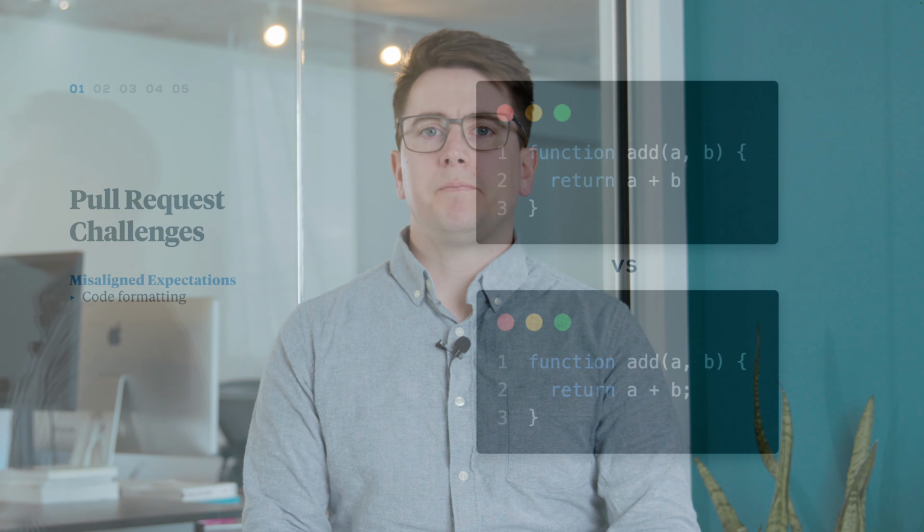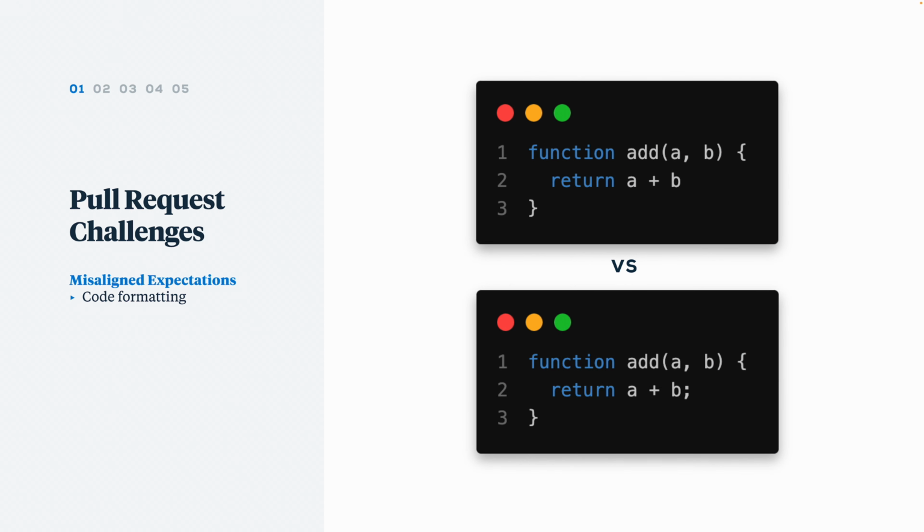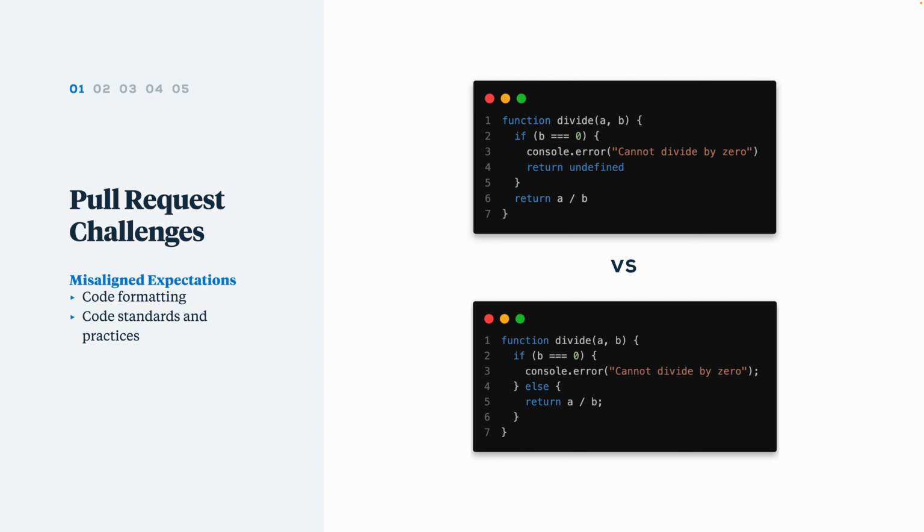Let's look at two facets of these expectations that we can help along with automation, specifically in the context of a JavaScript project. One facet is code formatting. Think of a team's preference on whether or not to use semicolons at the end of statements. Another is code standards and practices. Think of a team's preference on whether or not to use early returns.